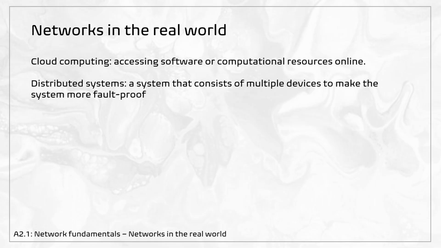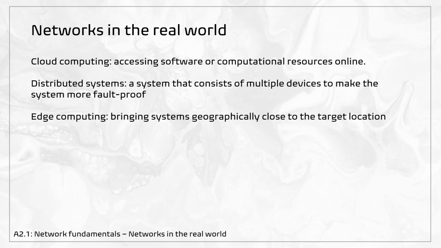Distributed systems are systems that are run simultaneously by multiple computers to make the system more fault-proof. These computers need networks to communicate with each other at high speeds. Distributed systems often also use edge computing, which refers to bringing systems geographically close to the locations they operate in, which usually results in less latency.